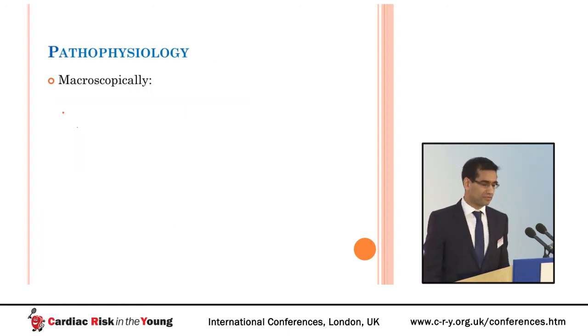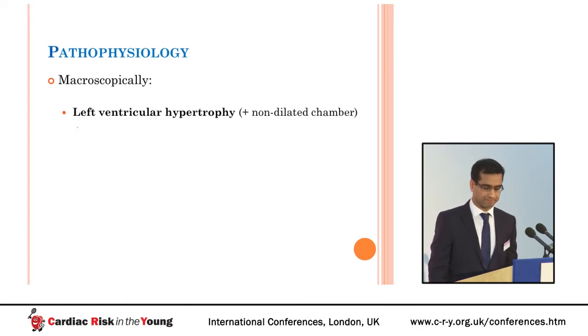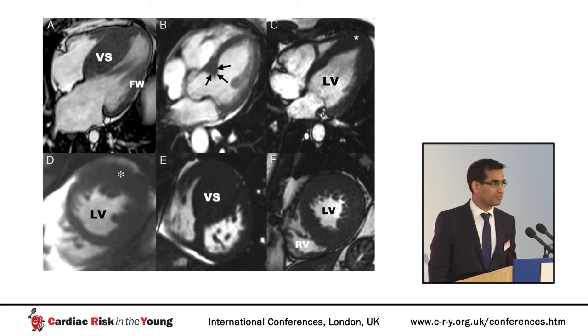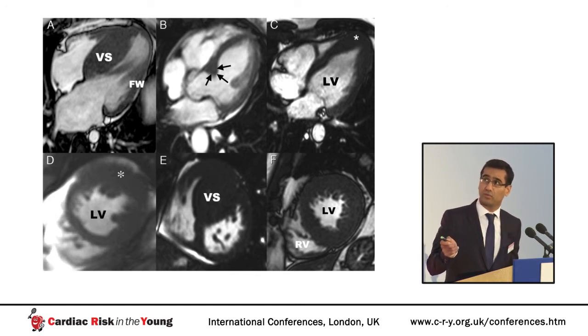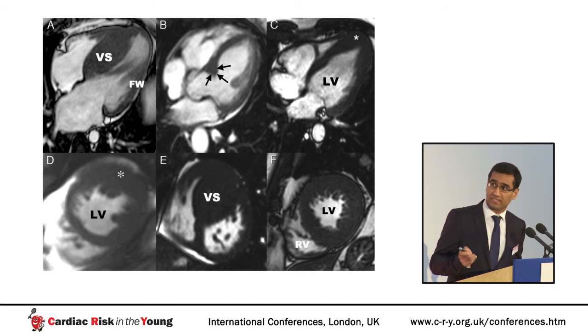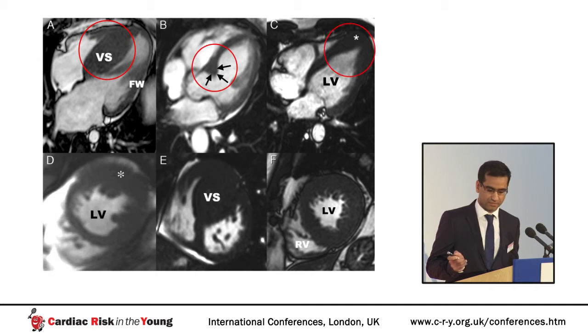So moving on to the pathophysiology, and obviously the macroscopic hallmark of the condition is left ventricular hypertrophy. However, it's important to remember that the right ventricle can also be affected. These are cardiac MRI images from patients with HCM, and again, I just want you to note the heterogeneity. So, for example, this patient here has severe hypertrophy affecting all of the septum, whereas this patient has milder hypertrophy just affecting the base. In addition, other patterns can be seen: apical hypertrophy, hypertrophy affecting the other segments, such as the anterior wall, and a more concentric pattern as well.